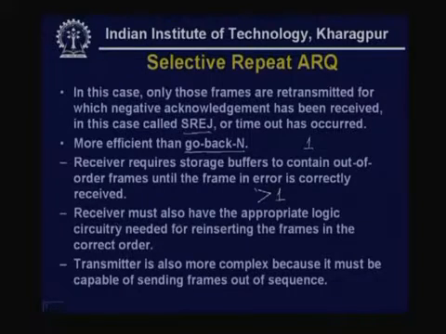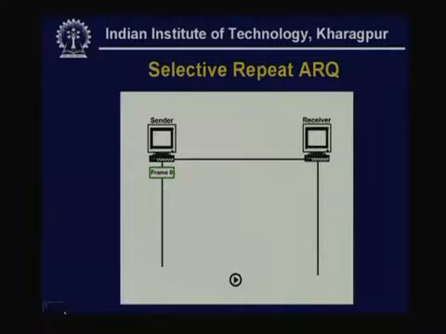Moreover, the receiver must have appropriate logic circuitry needed for reinserting the frame in the correct order. Transmitter is also more complex because it must be capable of sending frames out of sequence, because in both cases out of order frames are to be handled. Let us see with the help of this animation.